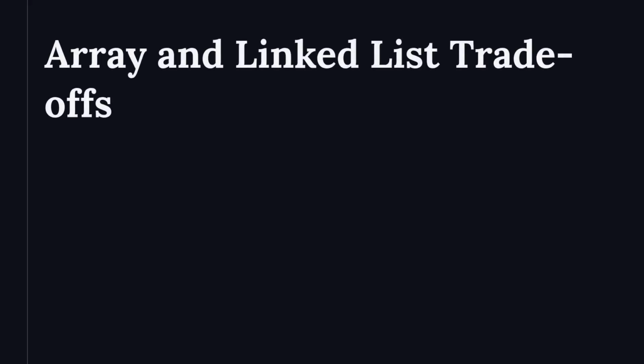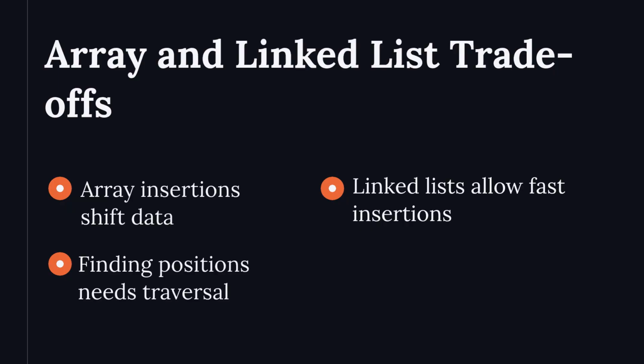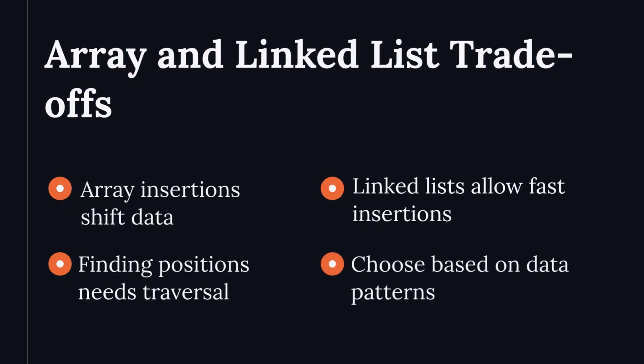Array insertions may require shifting, leading to O(n) complexity. Linked lists allow O(1) insertions with known positions. Finding positions in linked lists requires O(n) traversal. The choice depends on data usage patterns. Fast access versus fast modification is a key trade-off.